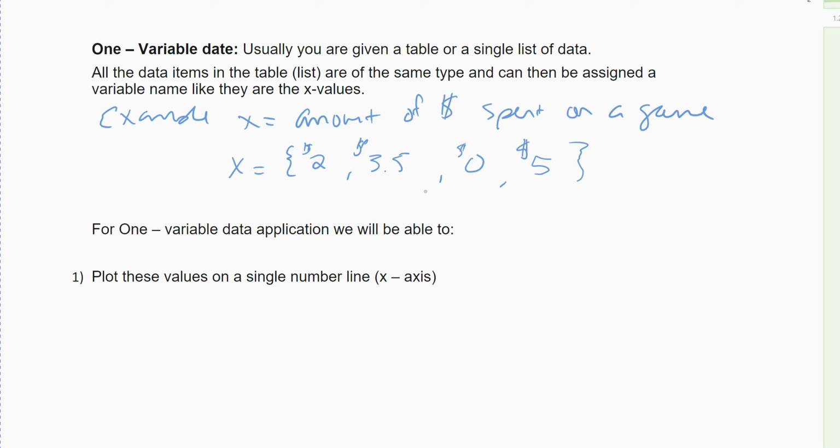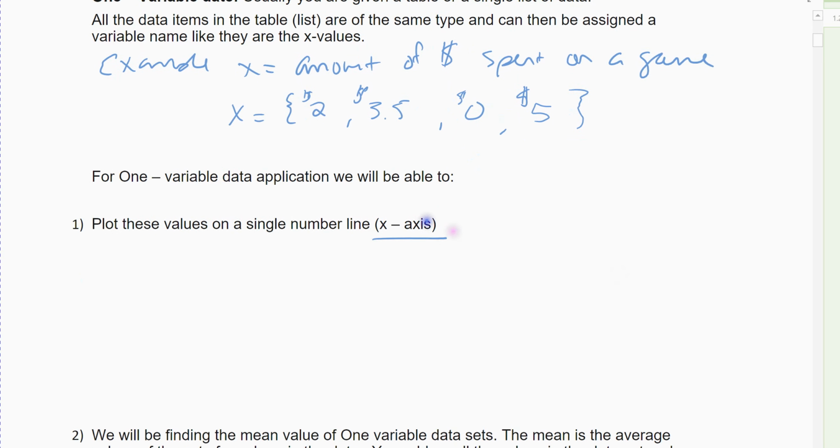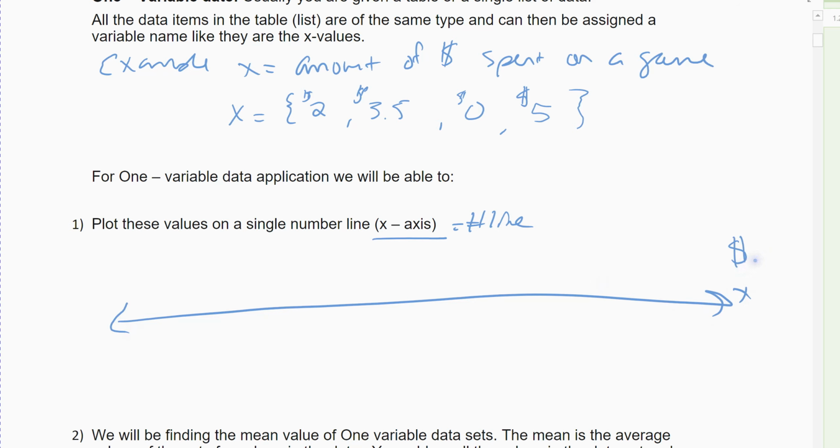For one variable data sets, you can plot them on a single number line. You can find the mean value, the median value, and that's what we're going to look at for these. So first plotting them on our number line, the x-axis, which again, the x-axis is just a number line that represents our values. So my number line would be, again, the x values, which is the dollars spent. So starting at 0, and then I have to go up to 5. So 1, 2, 3, 4, 5.